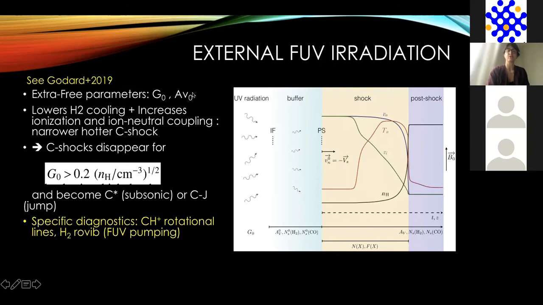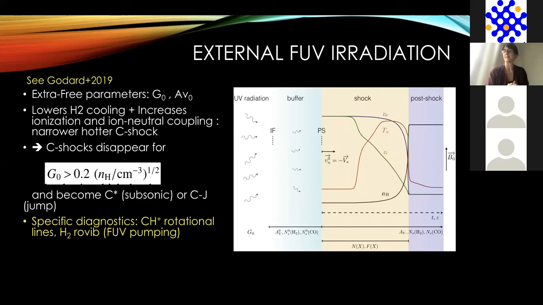And you can also specify some kind of optical dust attenuation between the source of this radiation and the beginning of the shock wave. There are two effects of adding this irradiation, and they go in the same sense. The first one is that it's going to dissociate some of the H2. So it's going to lower the cooling by H2, which is the main coolant in these slow shocks. And also it's going to increase the ionization, so it's going to increase the coupling between ions and neutrals. This is going to make the shock narrower. They are more coupled, so less drift. Both of these effects make the shock narrower and hotter because you don't have H2 cooling.